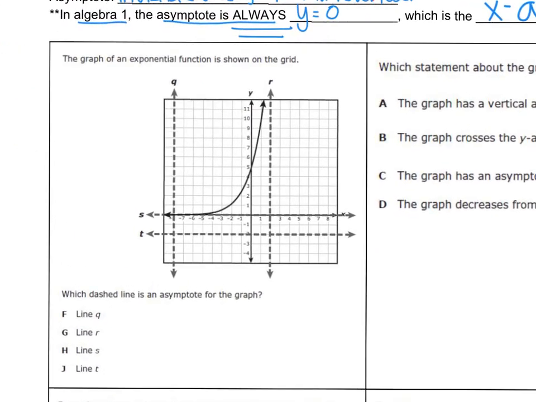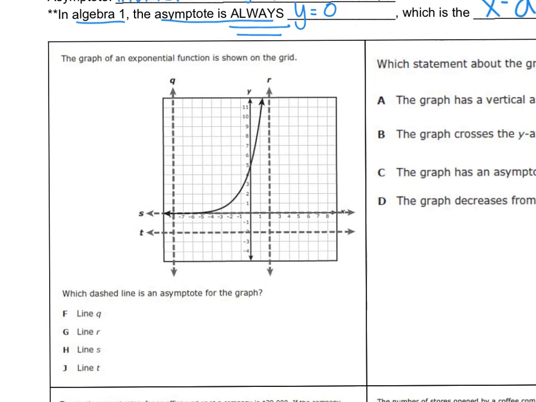So let's look at the first problem. The graph of an exponential function is shown on the grid. Which dashed line is an asymptote for the graph? Now remember, we said it's always y equals 0. So if we go to where y equals 0, that's here, that dashed line is line S. That's our answer.